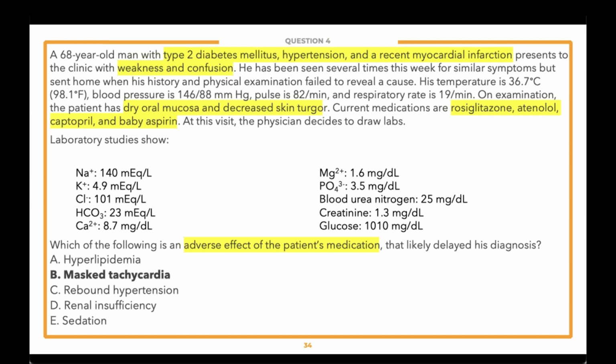And whenever they talk about that, the concept that they're trying to test is the concept of masked tachycardia, the combination of beta blockers in diabetics. And that's a high yield concept. So definitely will be tested. So make sure you guys go with that.